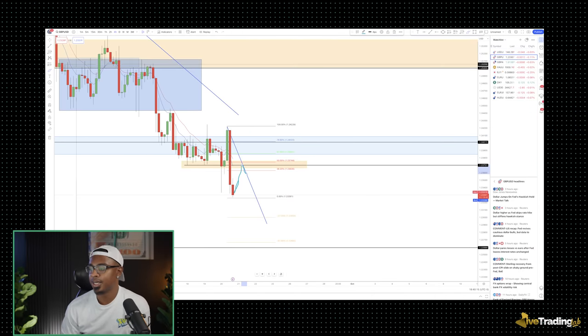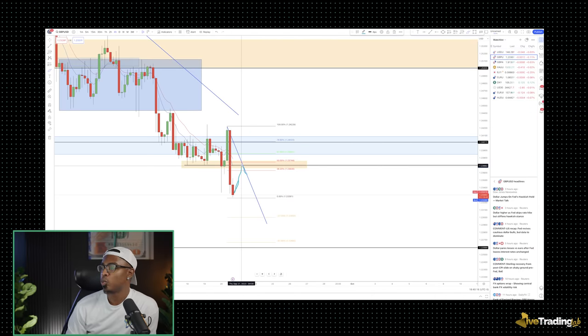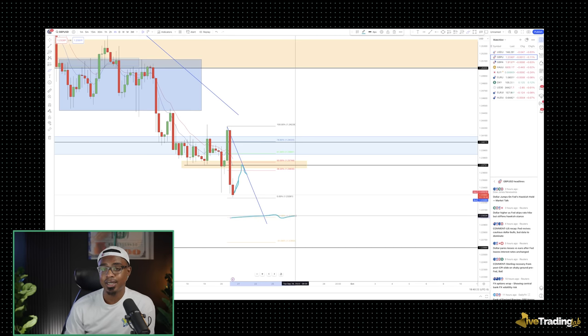And the reality is, TP1 is 123 flat. So price gets to 123 flat. Like I said in the beginning, take 75% of the trade off. I think that was point number one.